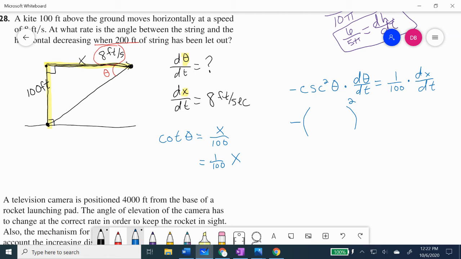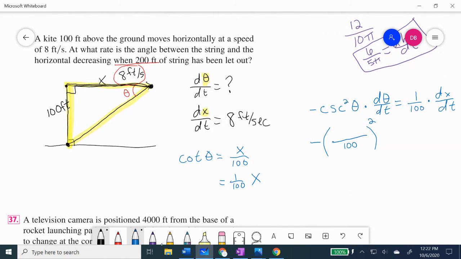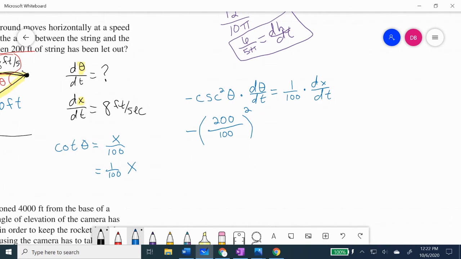Now, cosecant is the reciprocal of sine. Sine is opposite over hypotenuse. So that means this is hypotenuse over opposite. And we need to find the hypotenuse. That'll be our when information. When 200 feet of string have been let out, there's our hypotenuse. We are trying to find d theta dt.